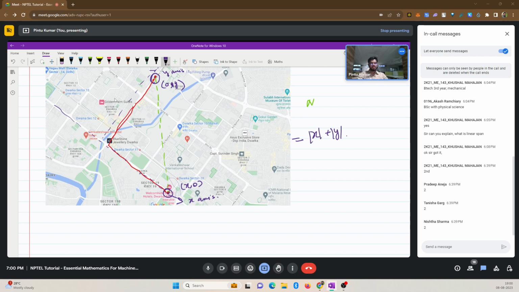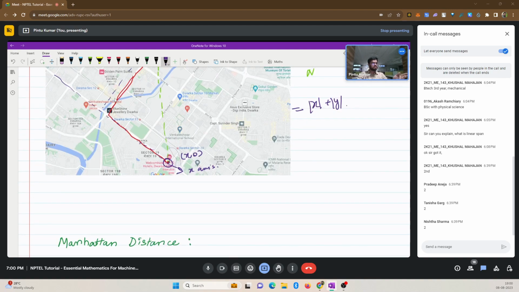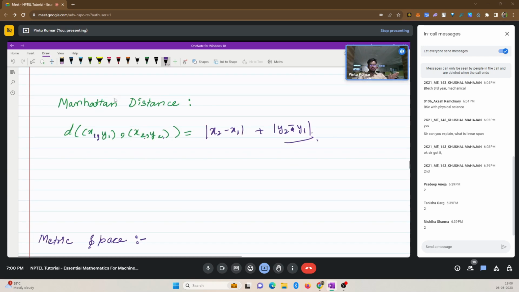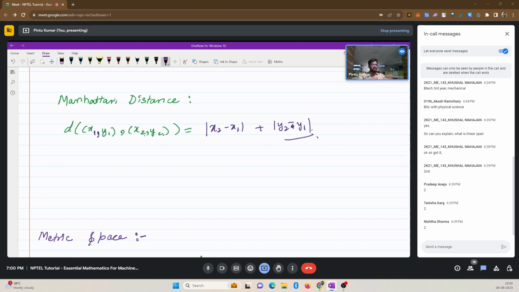This distance actually exists, and this is called Manhattan distance. Roads in Manhattan are very much in grid form, so from anywhere you can reach anywhere using this kind of method. So how is it defined? Let's say you are at point (x1, y1) and you want to go to (x2, y2), then the distance is defined as mod of x2 minus x1 plus mod of y2 minus y1. This is just the definition of Manhattan distance.